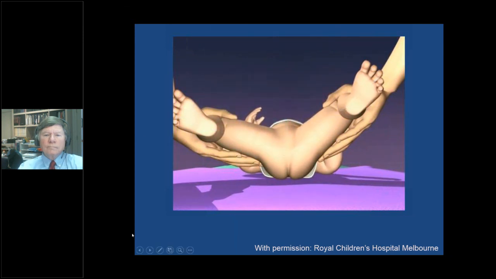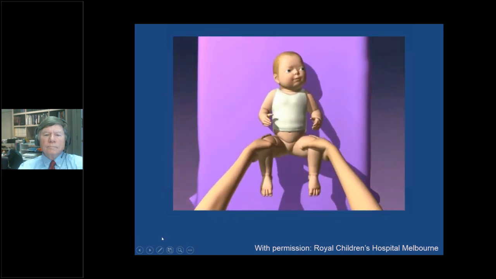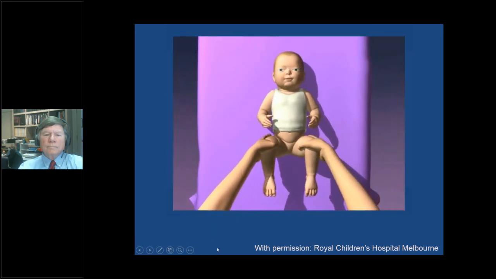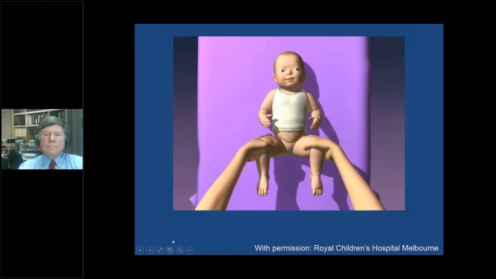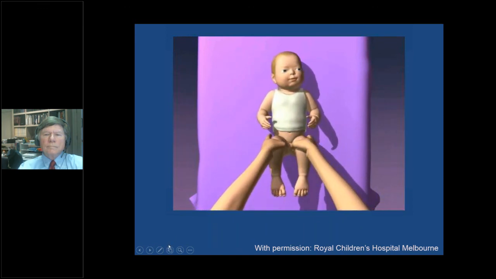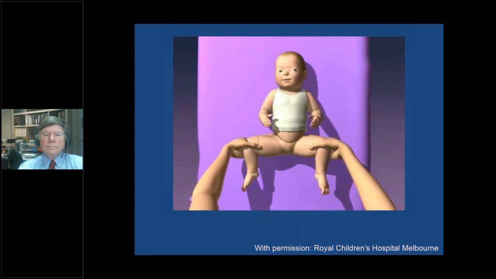This maneuver must be performed gradually, as many infants will find it uncomfortable, particularly if hip dysplasia is present. It may be best to repeat this test a couple of times, increasing the abduction each time, allowing the infant to become comfortable with the examination.